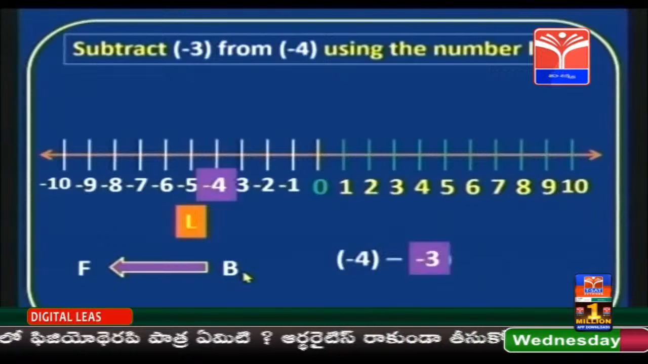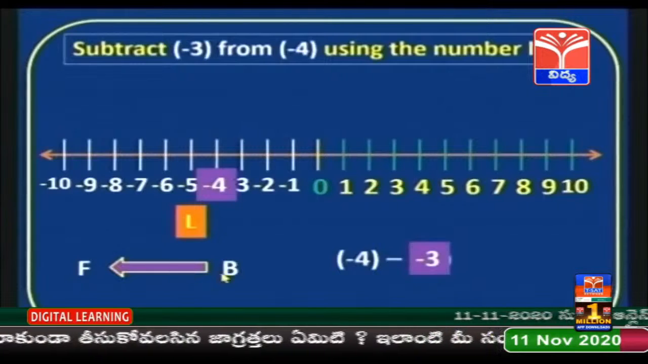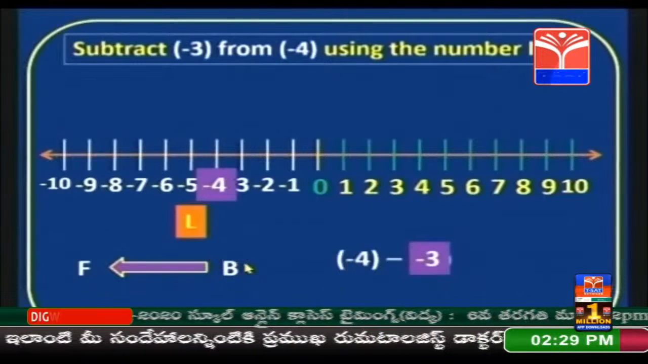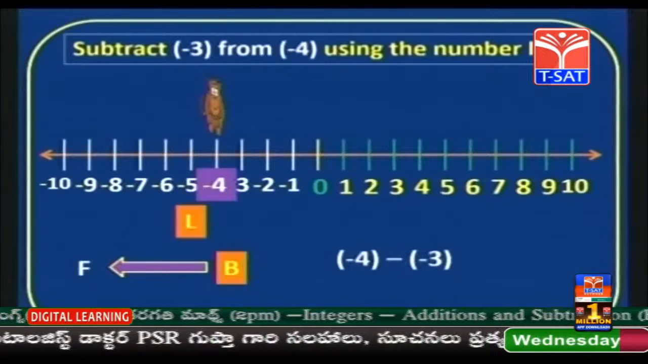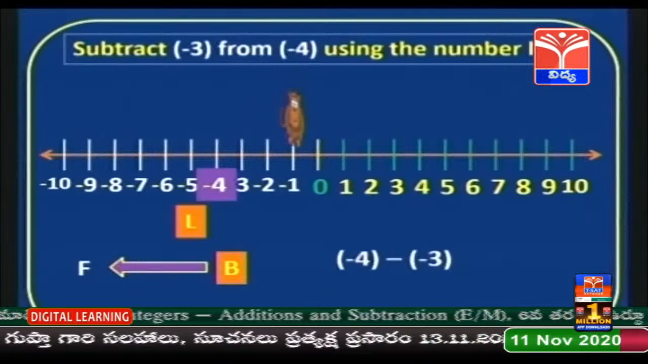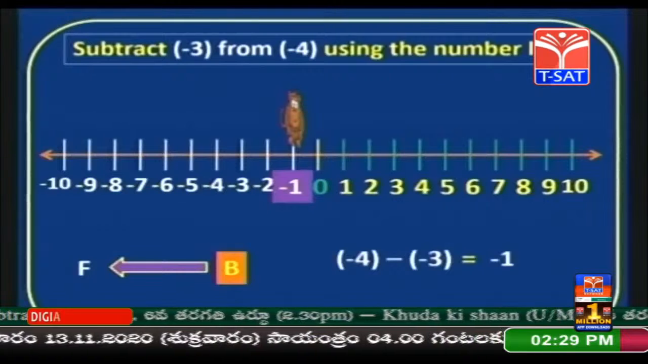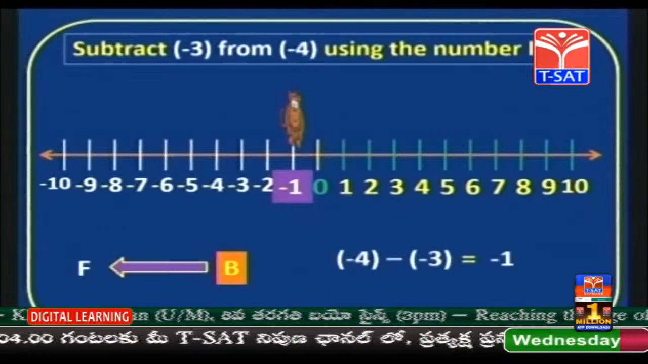The second integer is minus 3. As it is minus 3, what do you have to do? Do we have to move backward or forward? Yes, we have to move backward. How many steps? 3 steps. The monkey is at minus 4, moving backward by 3 steps. Where did it reach? Yes, it reached minus 1. So minus 4 minus of minus 3 is equal to minus 1.